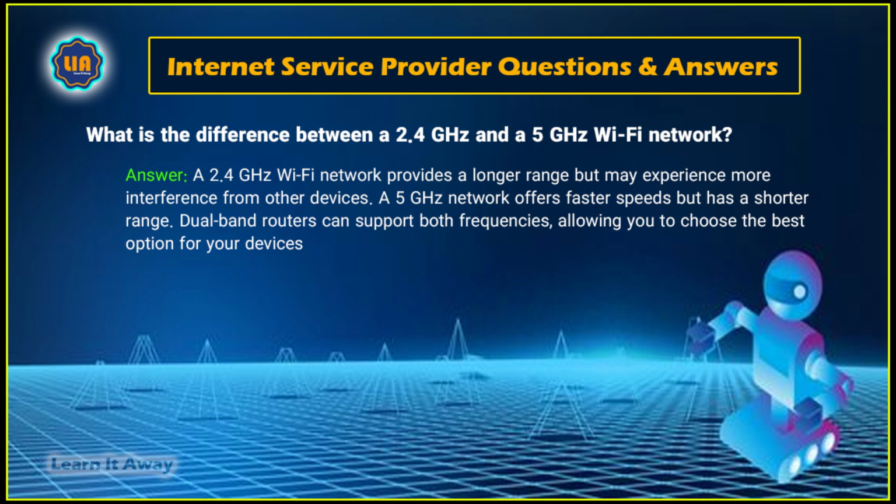What is the difference between a 2.4 GHz and a 5 GHz Wi-Fi network? Answer: a 2.4 GHz Wi-Fi network provides a longer range but may experience more interference from other devices. A 5 GHz network offers faster speeds but has a shorter range. Dual-band routers can support both frequencies, allowing you to choose the best option for your devices.